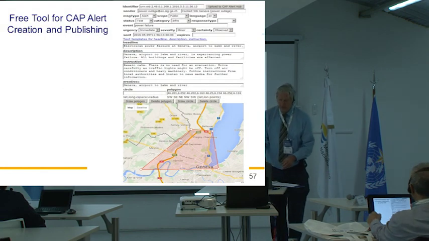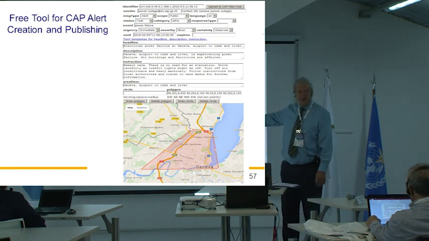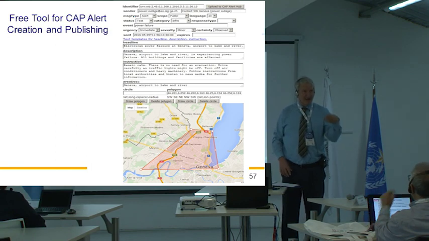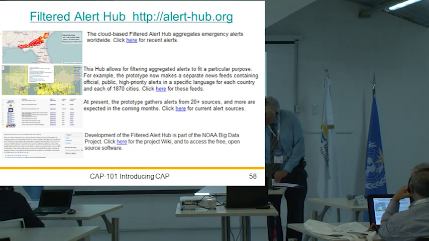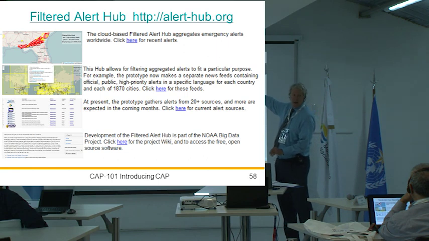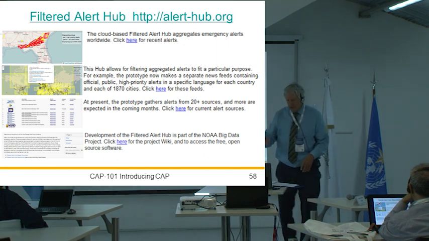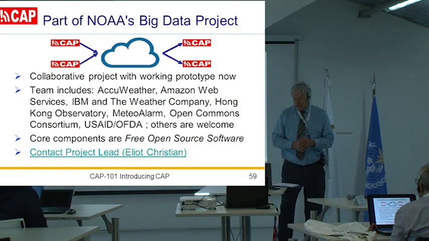We also have on the Alert Hub a web form so the people who want to post immediately can do it right on the hub. This is your interface. And you'll recognize this interface because you're going to install it this afternoon on your PCs. This is part of the NOAA Big Data Project. But first, I just wanted to show this. If you go to this site, alert-hub.org, you can see the alerts that are being posted at the moment, what are the sources, and what are the available subscriptions. That's where this second one here is where you get the Buenos Aires, for example. And then something about the project itself, which is part of the NOAA Big Data Project.